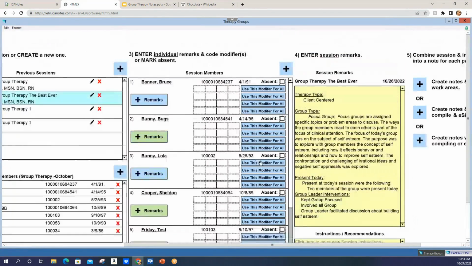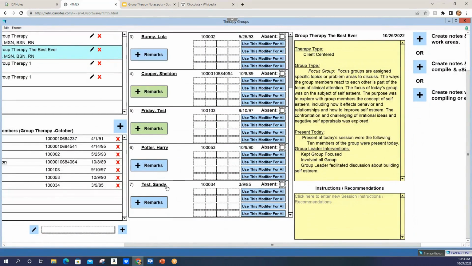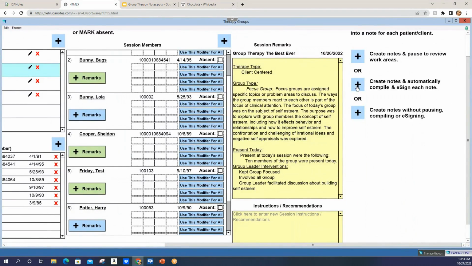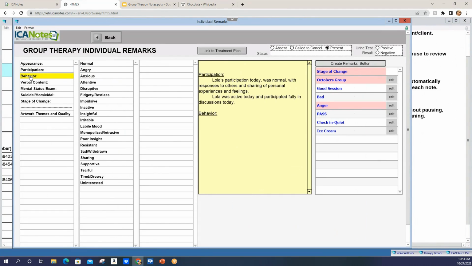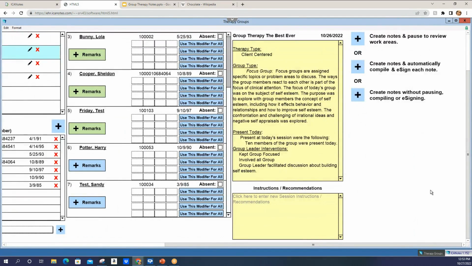All right. And that is how you can get your group notes done very, very quickly, because all I have to do is go through. I can see easily who I have and have not created notes on, and then I would simply compile my note using the plus button. So simply compile my note and my note is done, but I can easily see who I haven't charted on. So Lola Bunny, didn't chart on her. I need to go in, she was normal and appropriate, active and engaged, and her behavior was that she was attentive. Done. Okay. And so on. And so this is honestly an easy way as well to get your group notes done in about a minute.